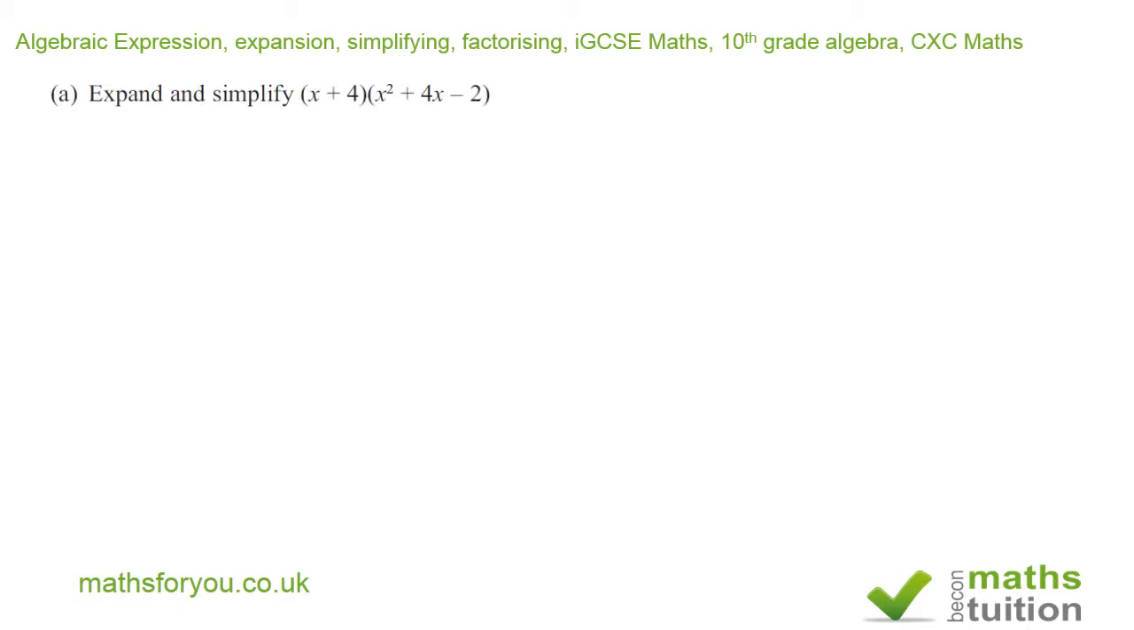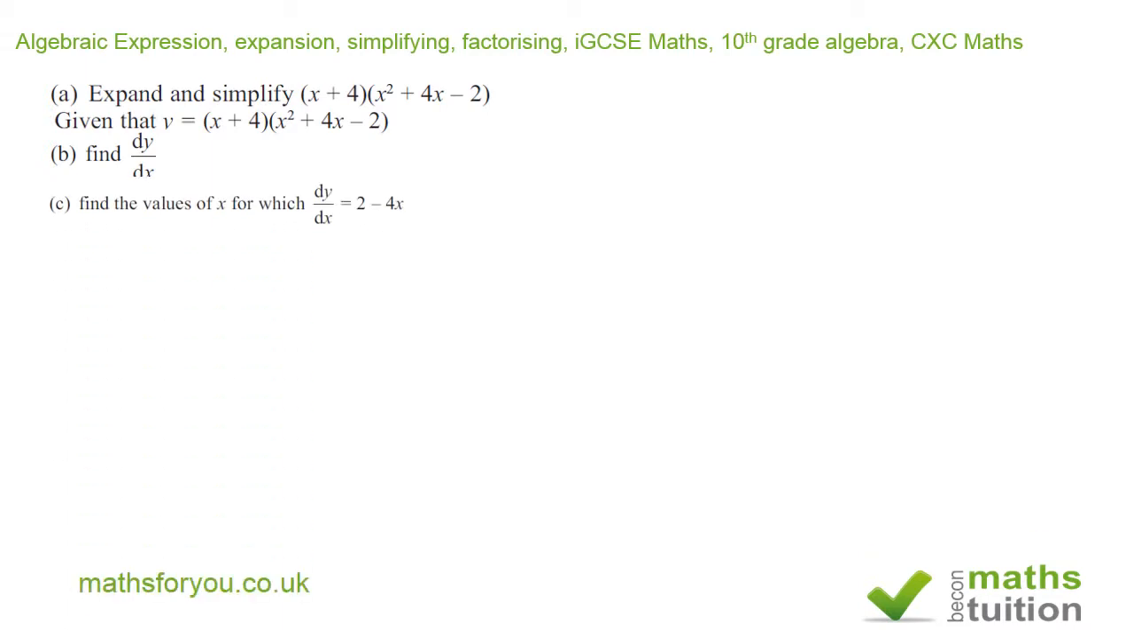Now, here we go. It says expand and simplify (x + 4)(x² + 4x − 2), and for that you get 2 marks. The next part says, given that y is equal to (x + 4)(x² + 4x − 2), find the derivative of what we just expanded. And for the last part, it says find the values of x for which dy/dx is equal to 2 − 4x. For that, you get 3 marks.